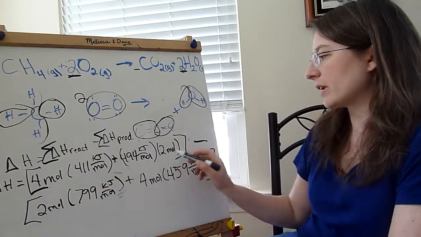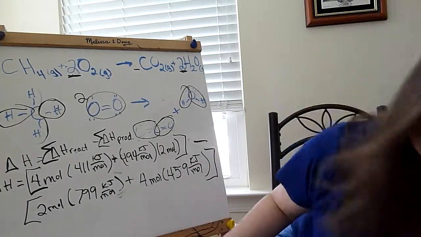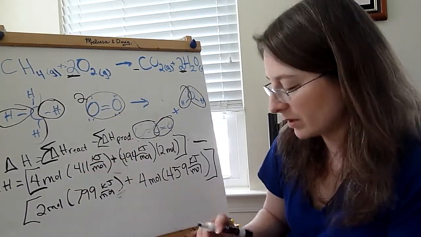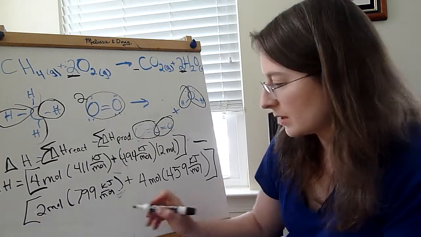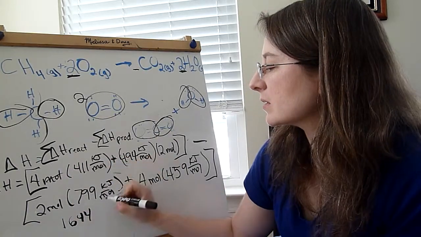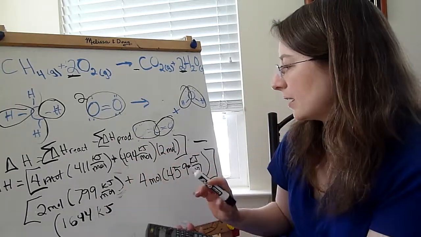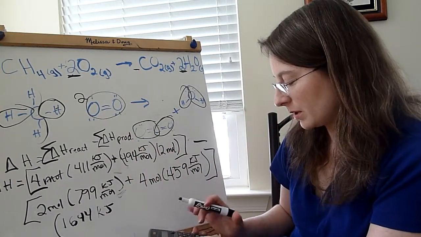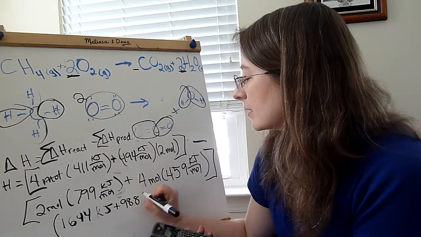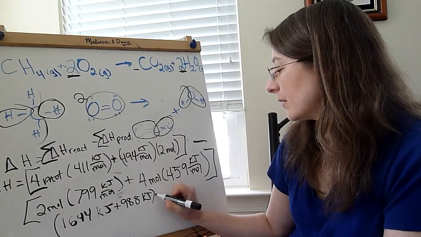So I've got all the reactants here, all the products here. Then I put that into my calculator, and I find 4 times 411 to be 1644. Of course my mole cancels and I get kilojoules. So then 494 times 2, 988 kilojoules. Remember, a joule is just an energy unit, nothing scary.